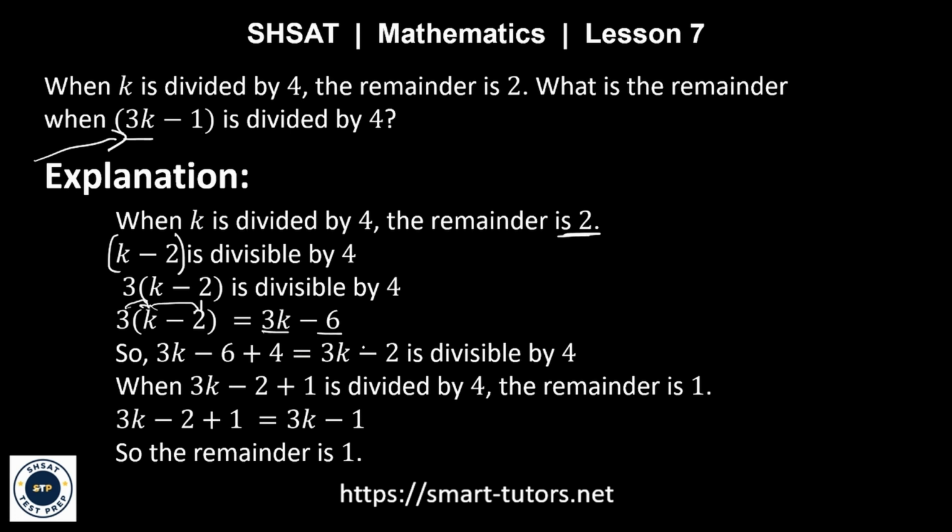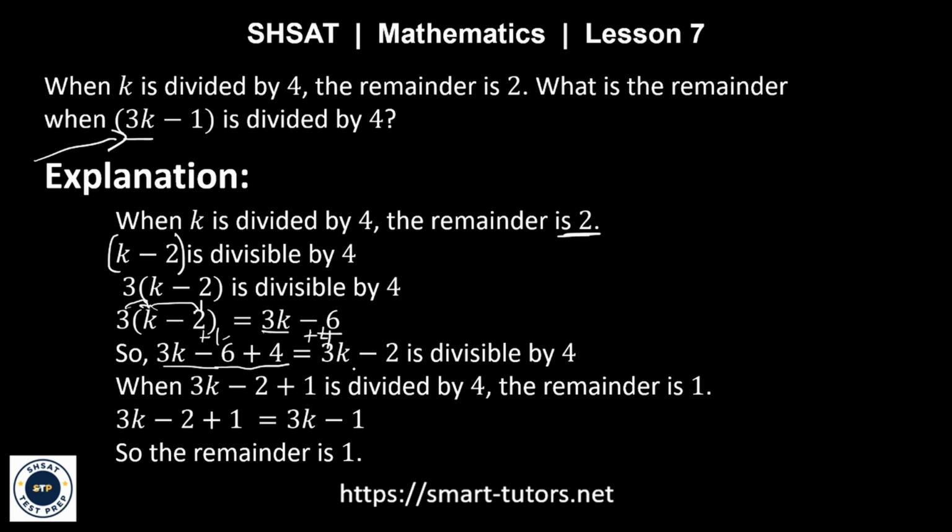That's close to 3k minus 1, but we want it exactly like that. So we want to simplify it so that it's closest to that. So we can take away the 4 by adding 4 to it. And that makes us this. So 3k minus 6 plus 4 gives us 3k minus 2, which is still divisible by 4, because if you add a multiple of 4, it would still be divisible by 4.